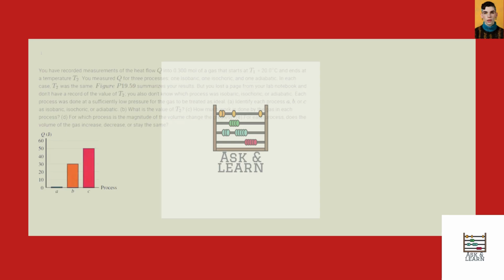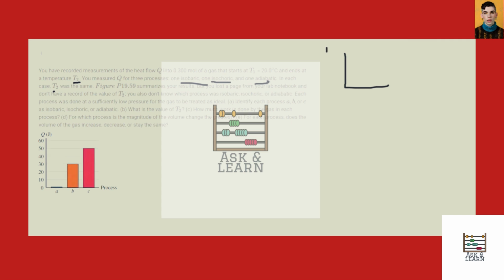All right. So for this problem, we have three processes: A, B, and C. One of them is isochoric, one adiabatic, and one isobaric, but we don't know which one's which. To figure this out, we also know that the initial temperature and the final temperature are the same. T1 is the initial one, and T2 is the final one.